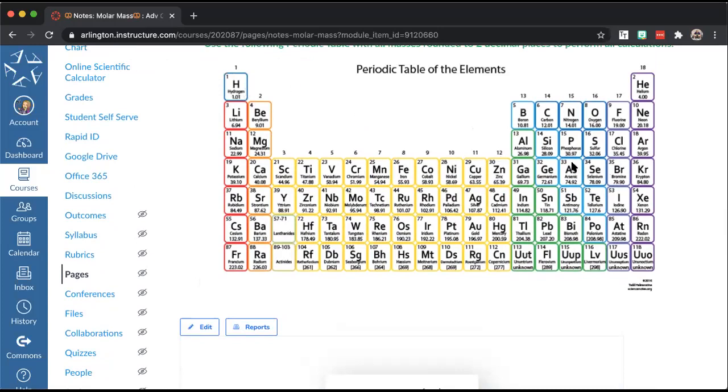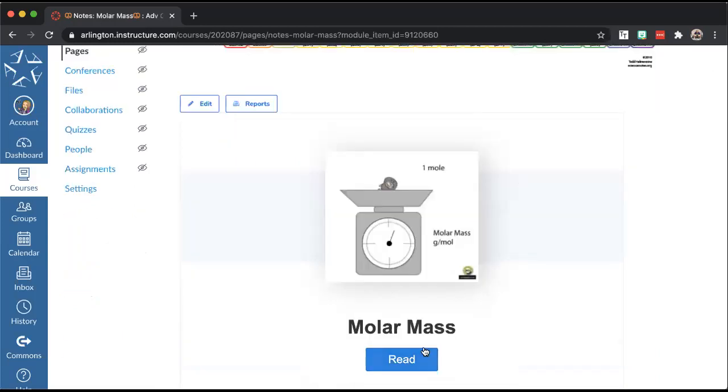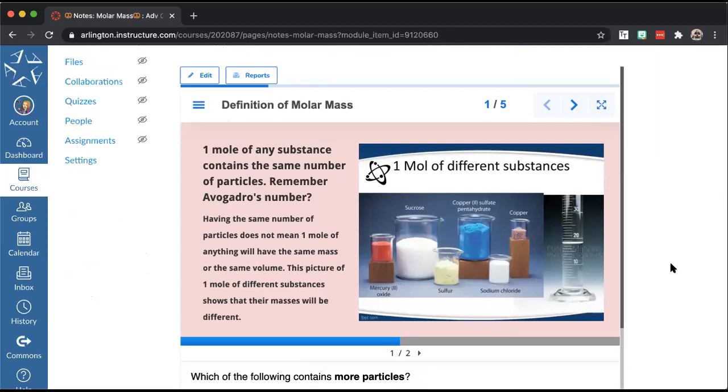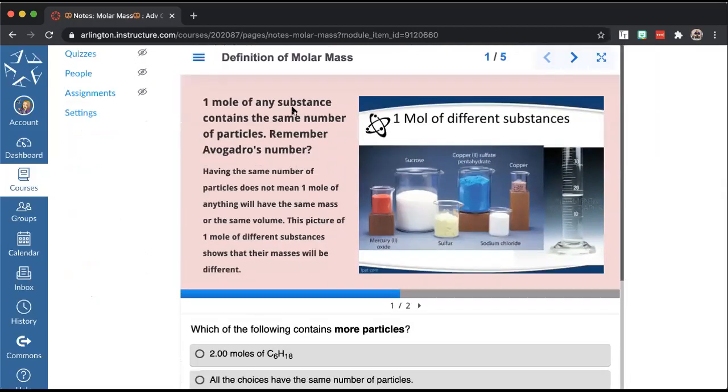If I wanted to do boron, 1 mole of boron would have a mass of 10.81 grams because that's its atomic mass on the periodic table. But today we are going to talk about what that means for a compound. If I don't have something that's just a single element, then how do I figure out the molar mass? When you look at your lesson, it recaps that 1 mole is always the same number of particles, from Avogadro's number, from our lesson on Wednesday.